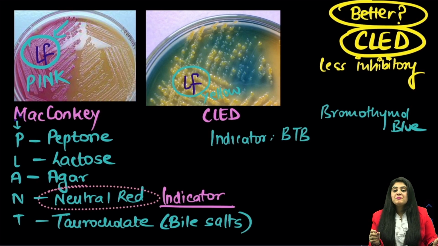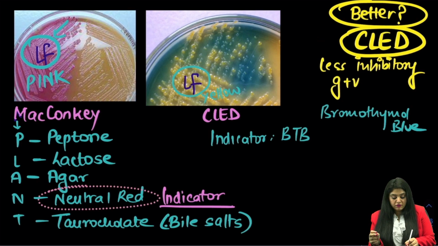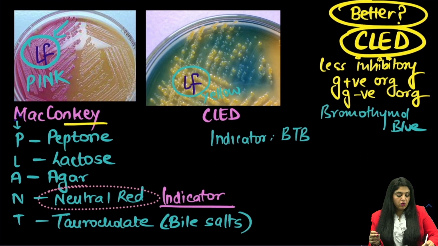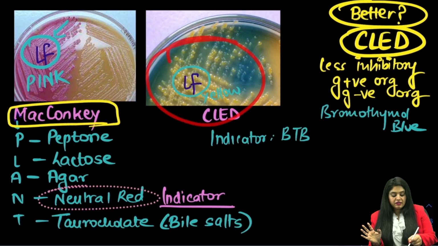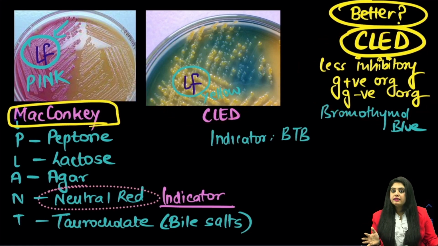Okay, on that note, so remember, this is going to allow everything to grow. It will allow the gram-positive organisms also to grow. It will allow the gram-negative organisms also to grow. But this McConkey is not very good. This McConkey doesn't allow the gram-positives to grow. So, ye pretty pink hai and apne mein hi it is pink and happy. It does not allow everyone to grow. CLED is very nice. It is going to allow the gram-positives and the gram-negatives to grow. That is why it is said to be better.